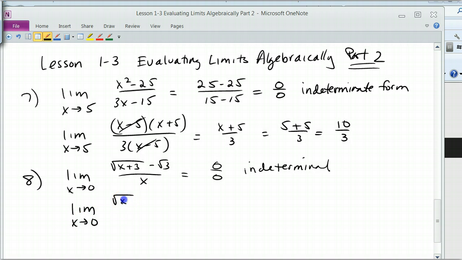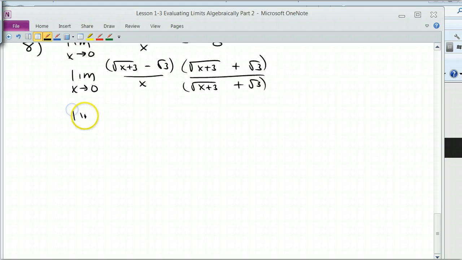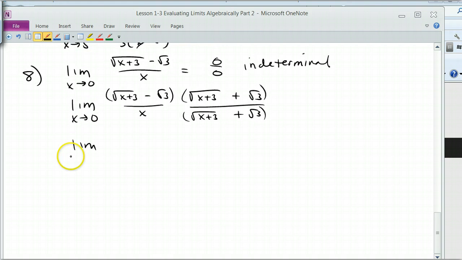In the algebra in this case, the technique to use when you have something like this is to multiply numerator and denominator by the conjugate. And notice, if I distribute the two binomials up in the numerator, I'm going to get the difference of two squares. So I'm going to have the limit as x goes to 0 of x plus 3 minus 3. Do not distribute the denominator.